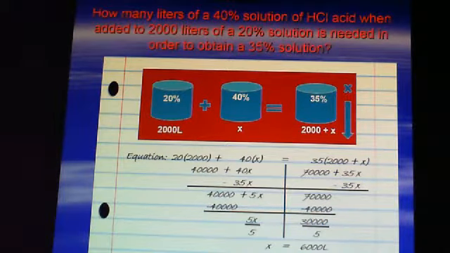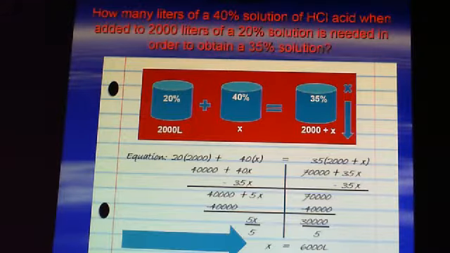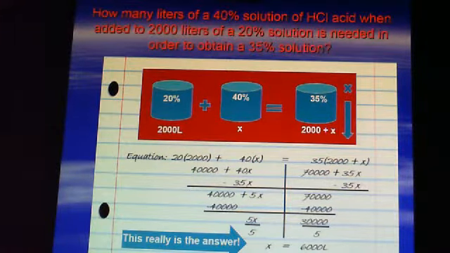So 60,000 liters of hydrochloric acid, a 40% solution of hydrochloric acid, added to 2,000 liters of a 20% solution of hydrochloric acid will give you a 35% solution. This 60,000 is really your answer. With mixture problems, there's usually nothing else to plug in. Let's look at another one.